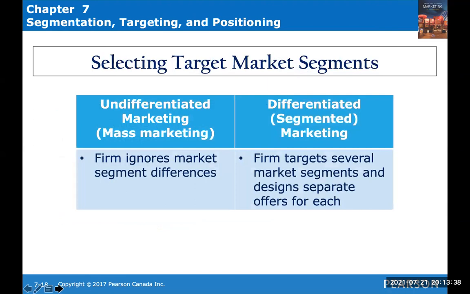All right, so selecting target market, it's just kind of explaining the terms. Undifferentiated marketing, or mass marketing, I mentioned it. The firm ignores market segment differences. They don't sell to everybody. Differentiated marketing: the firm targets several market segments and designs separate offers for each.